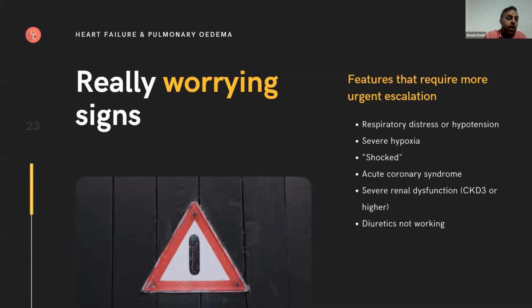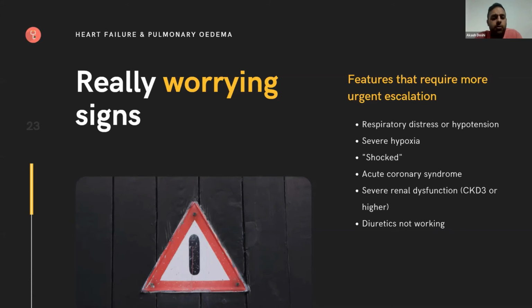So if the blood pressure is below 90 or particularly below 85, you're worried that essentially the heart has gotten to the point where it is working so ineffectively it can't even keep the blood pressure up. If there is severe hypoxia, so if the oxygen levels are very low, if the patient is shocked, again, not just hypotensive, but essentially she's cold peripherally and she looks really unwell, a touch drowsy, that's a really bad sign.